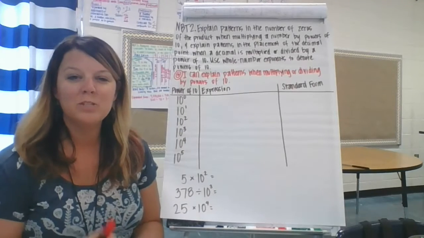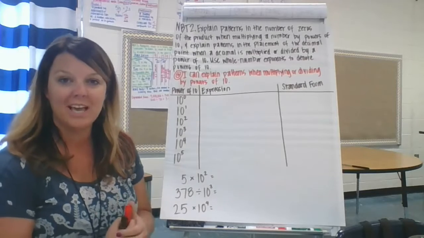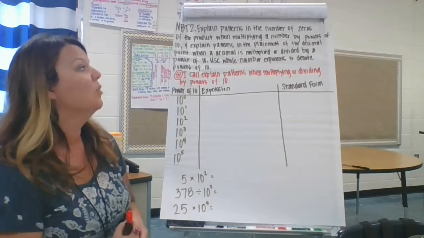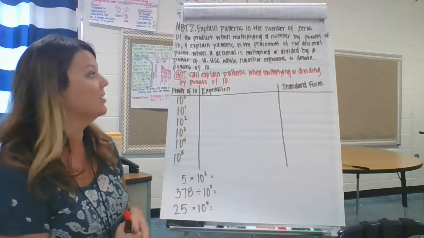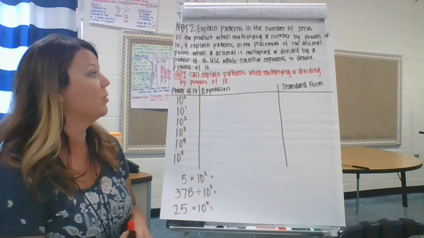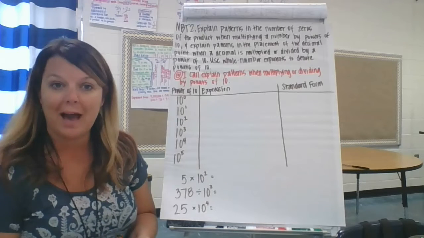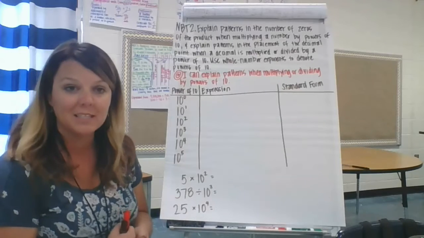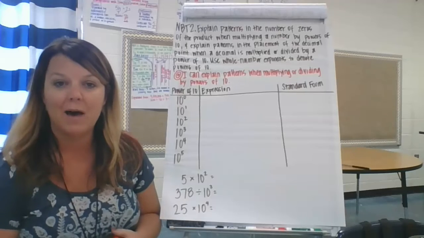Hey guys, welcome to our digital anchor chart for standard NBT2, which says that you can explain patterns in the number of zeros of the product when multiplying a number by powers of 10, and explain patterns in the placement of the decimal point when a decimal is multiplied or divided by a power of 10. Use whole number exponents to denote powers of 10. So lots of words there. Our learning target is basically that you can explain patterns when multiplying or dividing by a power of 10.